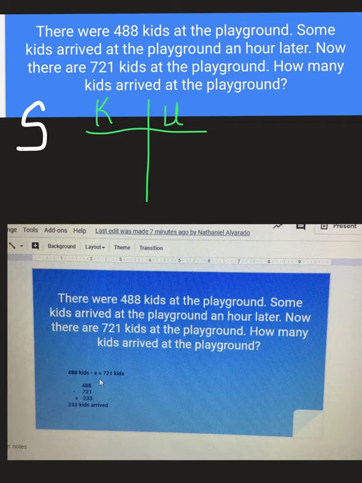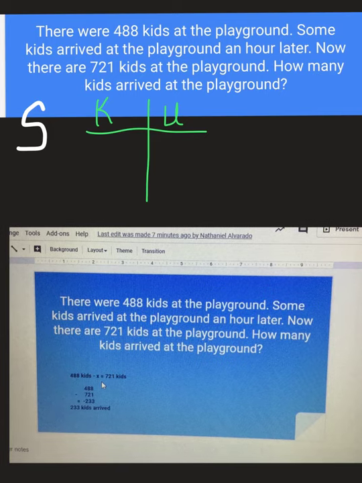All right, so jumping into our answer for our day 2 problem, there were 488 kids at the playground. Some kids arrived at the playground an hour later. Now there are 721 kids at the playground. How many kids arrived at the playground? Okay, so I'm going to start using solve, but I'm also going to finish by using this work by Nathaniel Alvarado. Nathaniel Alvarado, you did a fantastic job with this, and I just want to highlight some of your work there. But let's begin by using the solve model.